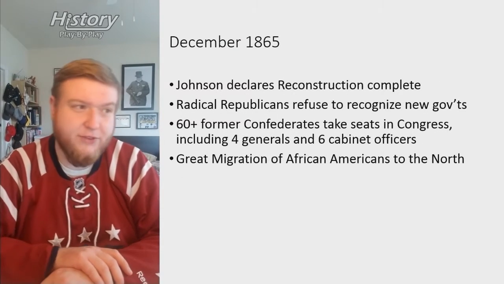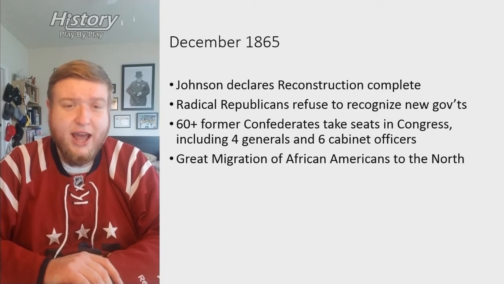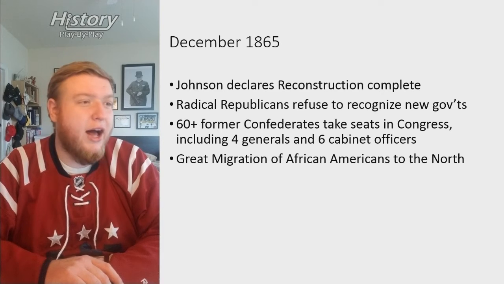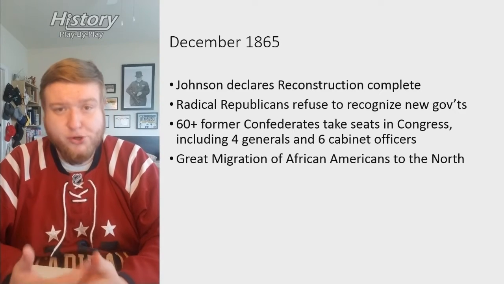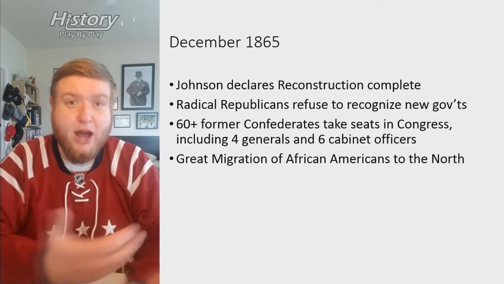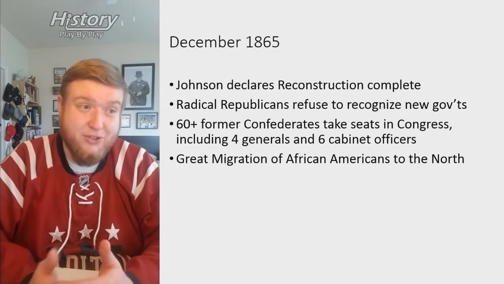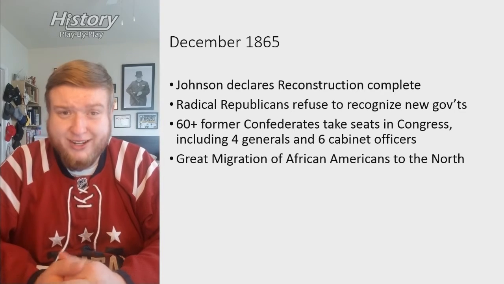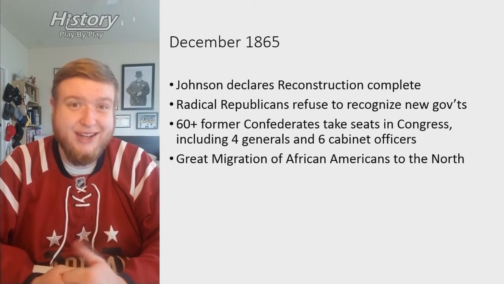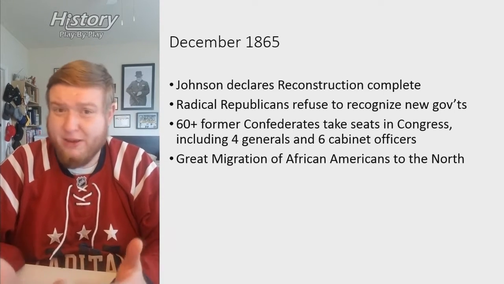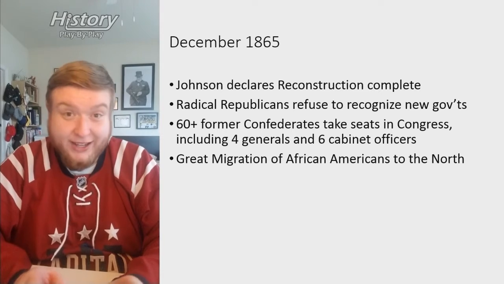In December of 1865, Johnson declares Reconstruction complete, with Congress not in session. And everyone's just kind of like, but what? It was way too quick. Nothing was done. And so the radical Republicans, the Republicans who were pushing for full emancipation and now full equality, just don't recognize these governments, saying, no, this is not how this works. There are more than 60 Confederates looking to take their seats in Congress, 4 Confederate generals, and 6 Confederate cabinet members trying to take their seats in the Senate. And so there's a whole big mess going on in Congress: we are not going to hold Congress with them. They just fought against us.